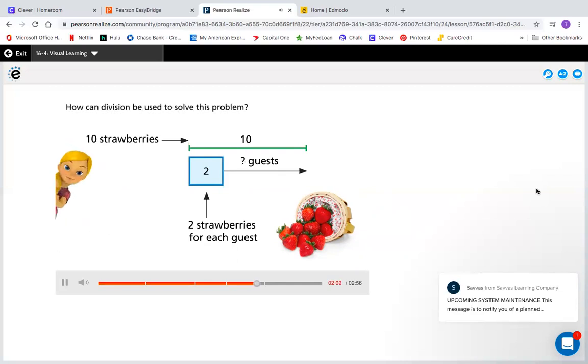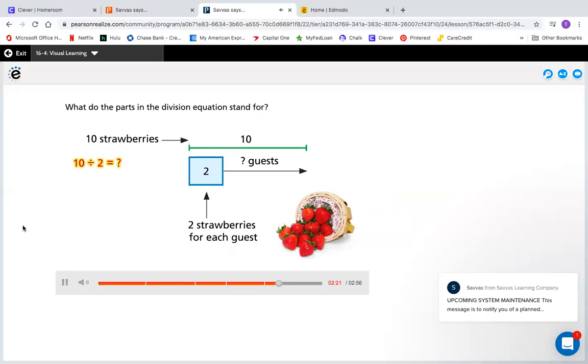How can division be used to solve this problem? You can write a division equation to find the number of groups. So what could our division problem be? If I have 10 altogether, that's got to be my first number. And then if 2 is what I'm going to be subtracting, it's going to be groups of 2. I could do 10 divided by 2 equals, and then my answer that we got, 5. 10 divided by 2 equals what number?